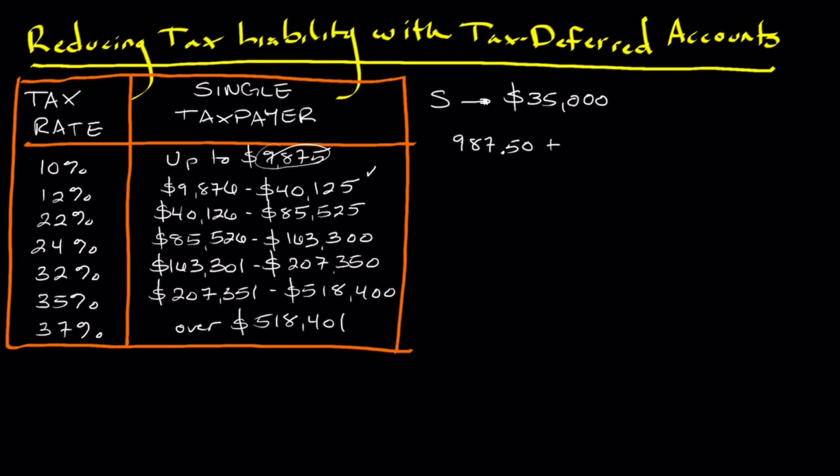$25,125. So then what we're going to do is take that difference, and let me go ahead and make a note of that. So that's $25,125. We're going to take that number and multiply it by 0.12, which is of course 12% in decimal form, and that's going to get us $3,015. So really altogether, our tax liability in this scenario is $4,002.50.